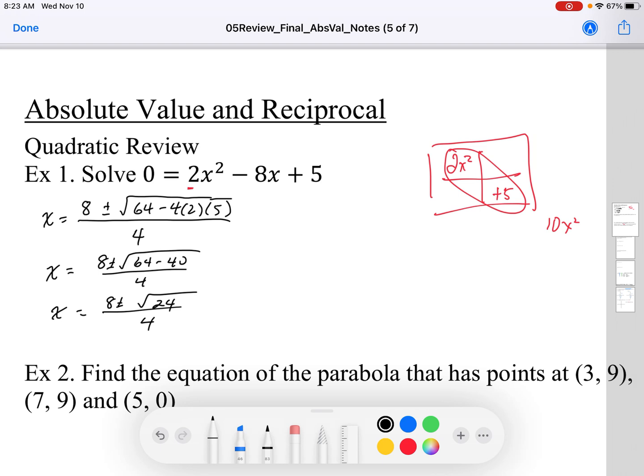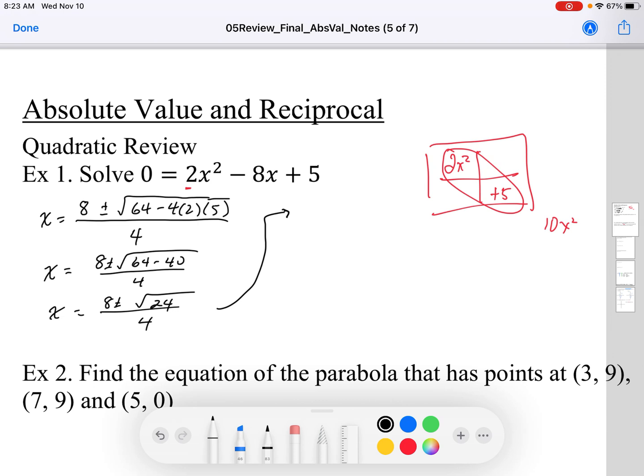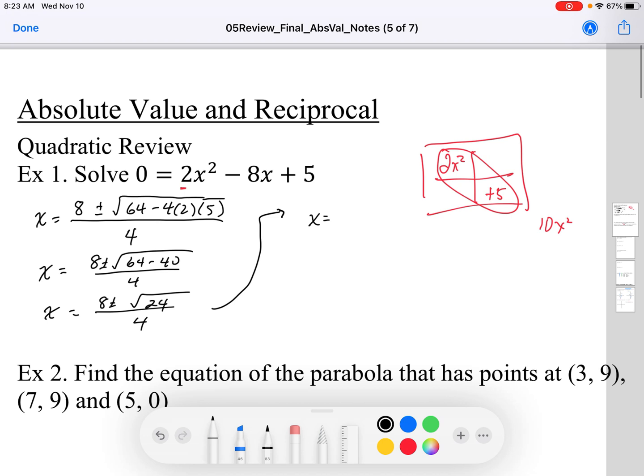Now that's the answer, but we can simplify this because there is a common factor of 2. We have to factor that 2 out of the root 24. So we end up with x is equal to 8 plus minus the square root of 24, which is going to factor into 4 times 6, so that 4 comes out of the square root, and we're left with 6 inside, all over 4. We can simplify this fraction because all those terms share a common factor of 2, so I'm going to divide the top and bottom by 2.